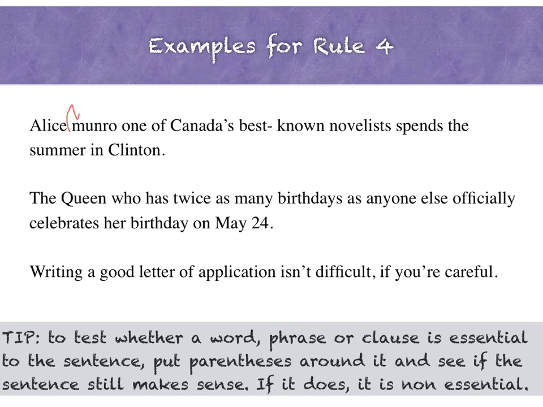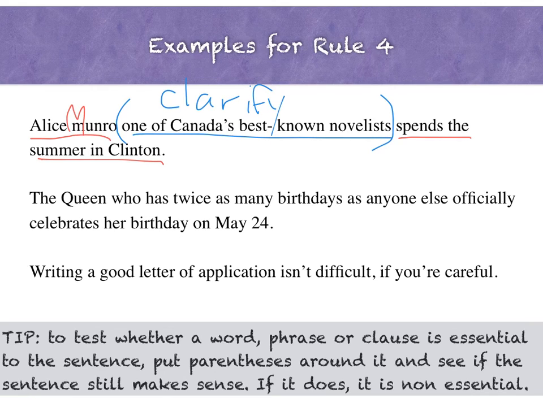Well, number 1, her last name should be a capital, okay? So Alice Munro is clearly the subject of the sentence. But where is the verb? The verb is actually way over here. Spends the summer in Clinton is the actual sentence. So this section right in the middle, one of Canada's best-known novelists, the purpose of it is to clarify, okay? Because Alice Munro spends the summer in Clinton is the main sentence, and this section in the middle, one of Canada's best-known novelists, only adds information, okay? It clarifies.